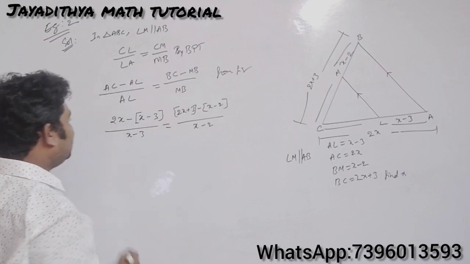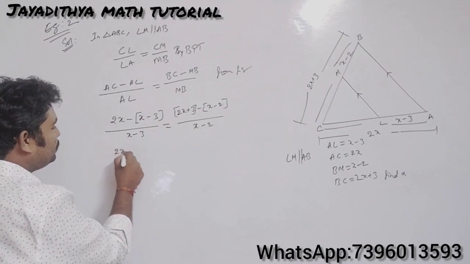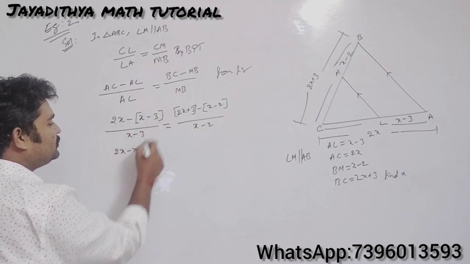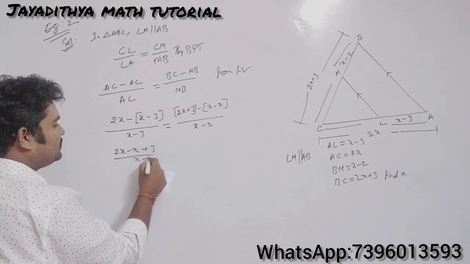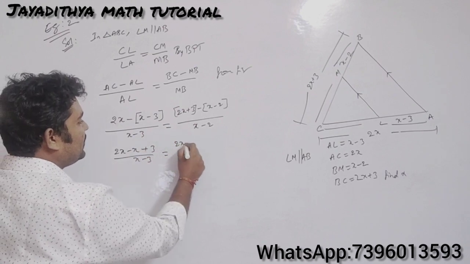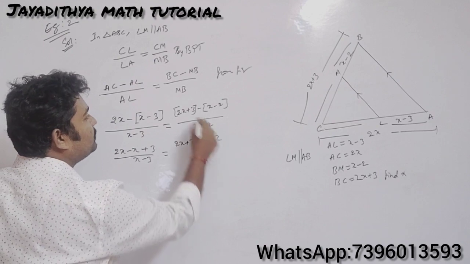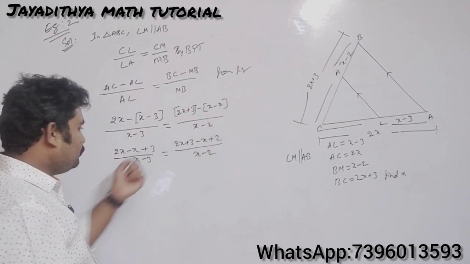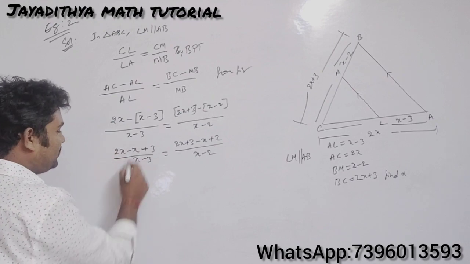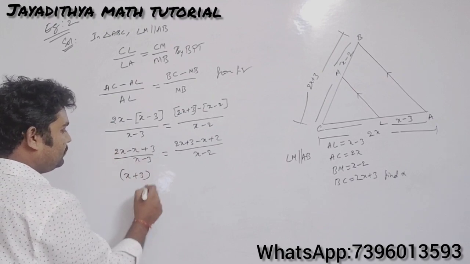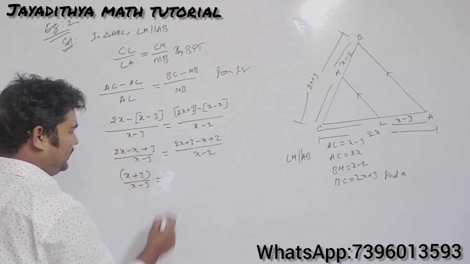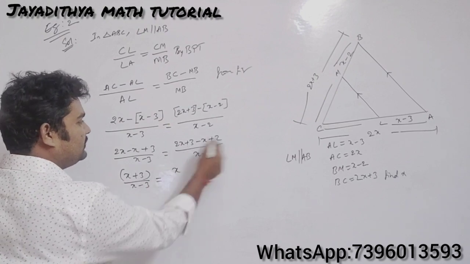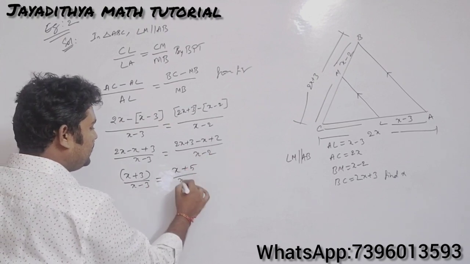Try to simplify the numerators here. Now this will be 2x minus x. If you open the brackets, minus into minus is plus 3 by x minus 3, which is equal to, here also you open the brackets, 2x plus 3 minus x plus 2, minus into minus is plus here, by x minus 2. Clear? Now you simplify this one: 2x minus x, that is x plus 3 by x minus 3 will remain here, and 2x minus x is again x, 3 plus 2 is 5 by x minus 2.